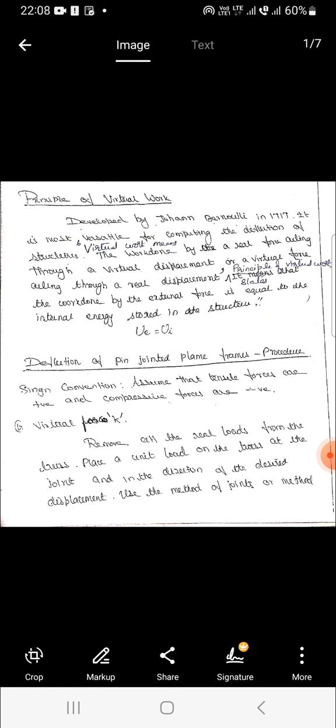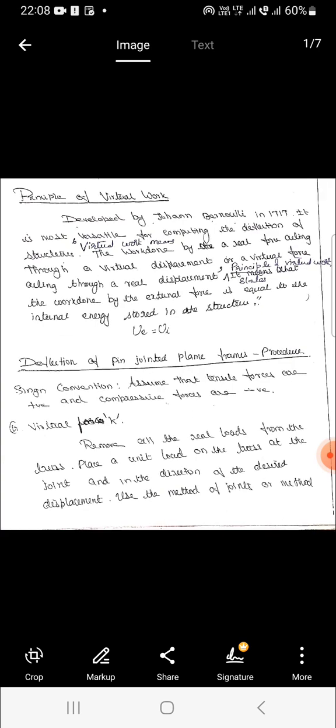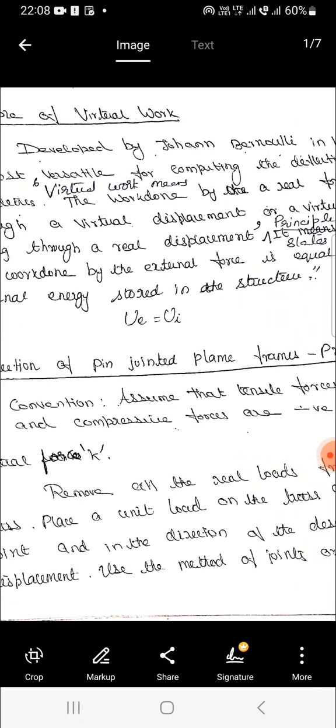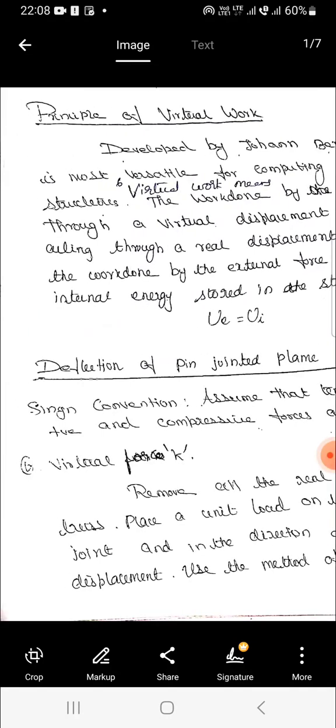In the problem, they'll ask you to find the displacement at a particular joint. First we have to remove all the real forces. 50 kN, 100 kN, some force will be acting on the truss. That force we have to remove. Then we have to apply a unit load where the displacement or deflection is required. So we remove all the real loads and apply a unit load at the desired location where displacement is required to be found out.